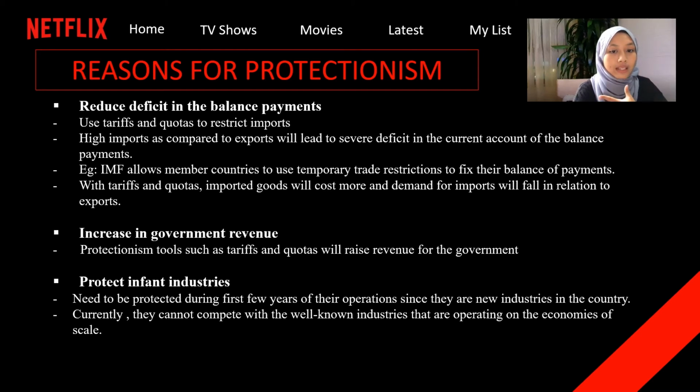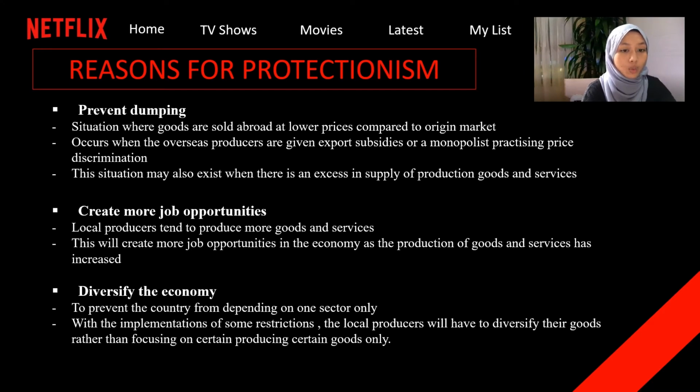Why? They need to be protected during the first few years of their operation since they are new industries in the country. Usually, they lack the experience and size to compete against competitors abroad. Fourth is to prevent dumping, which is a situation where goods are sold abroad at a lower price compared to the origin market. This occurs when producers abroad are given export subsidies and may also exist when there is an excess in supply in the production of goods and services.